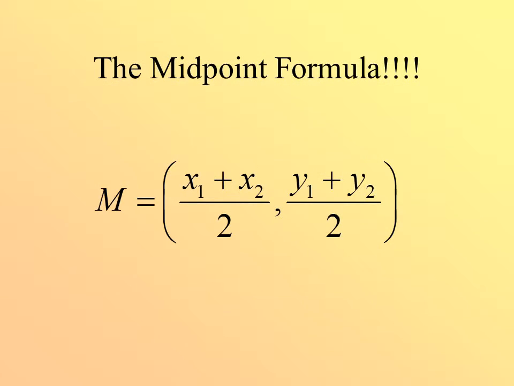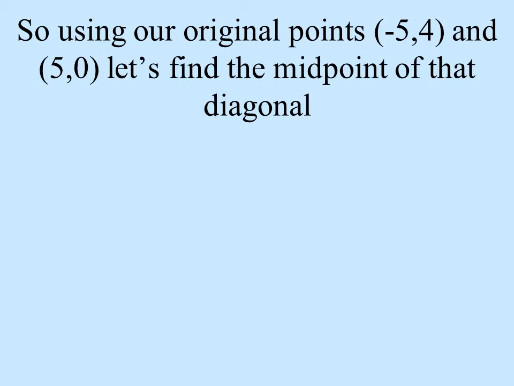All right, so here we have the midpoint formula. Again, it looks kind of scary, but the only thing you're doing is you're just basically taking the average of your x values and then taking the average of your y values. All right, so let's use our original points, negative 5, 4, and 5, 0. Let's find the midpoint of that diagonal.